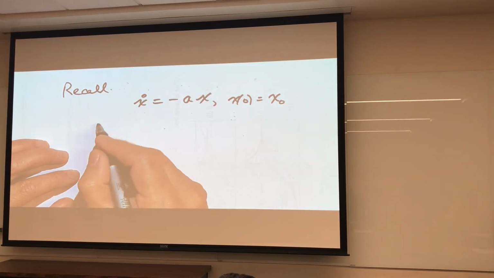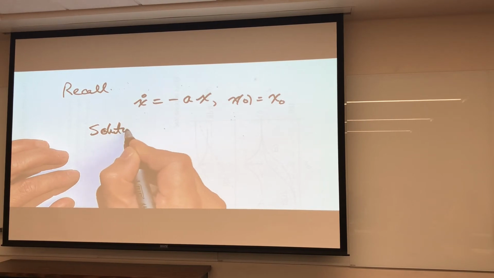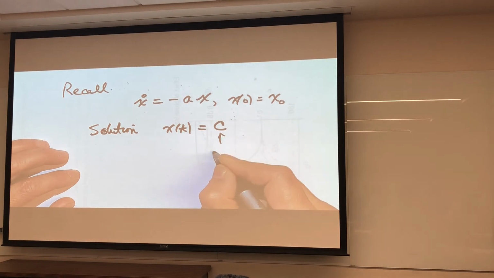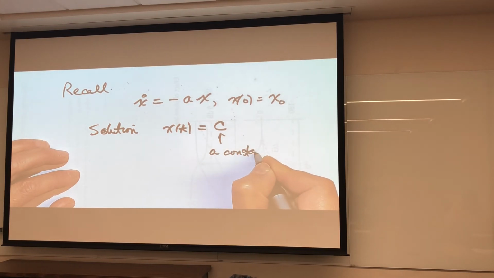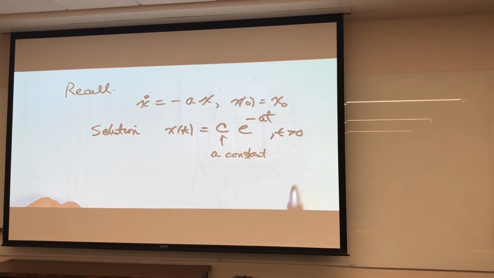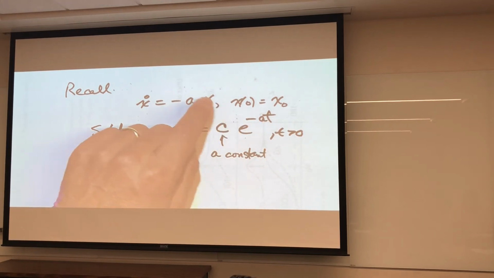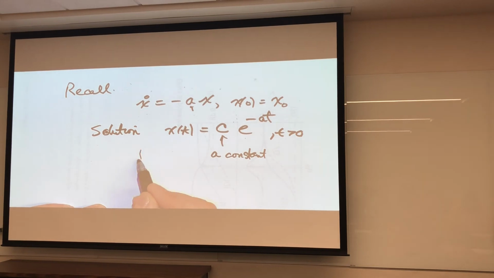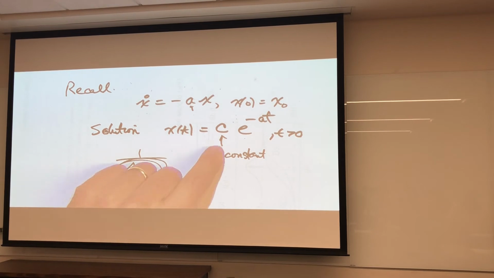We know the solution from calculus is that x of t is some constant times e to the minus at. This part, for t greater than 0, whether or not the function blows up or decays is determined by this number here. The model for this system is going to be something like 1 over s plus a. It's in this part.